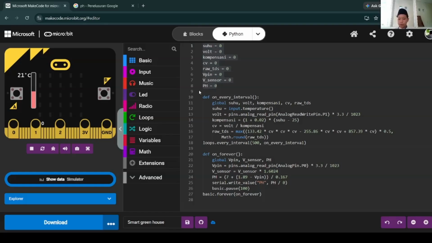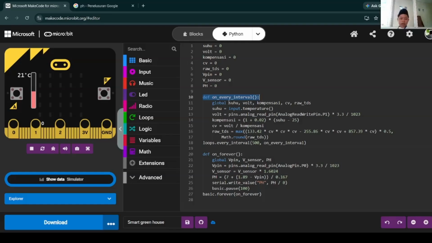Let's start from suhu. The purpose of suhu is to store the temperature value. The next is volt. The purpose of volt is to also store the voltage from the TDS sensor. After that, compensation is to store the temperature compensation value. And CV is to store the compensated voltage. From TDS is to store the calculated TDS value. VPN is to store the voltage from the pH sensor. V sensor is to store the processed sensor voltage, and pH is to store the pH value. Okay, that is the purpose of every variable.